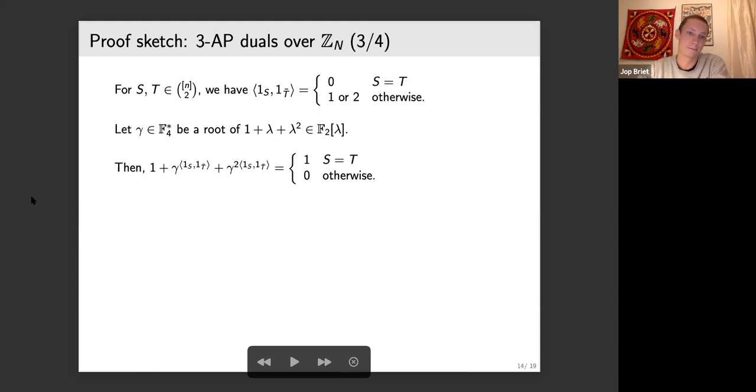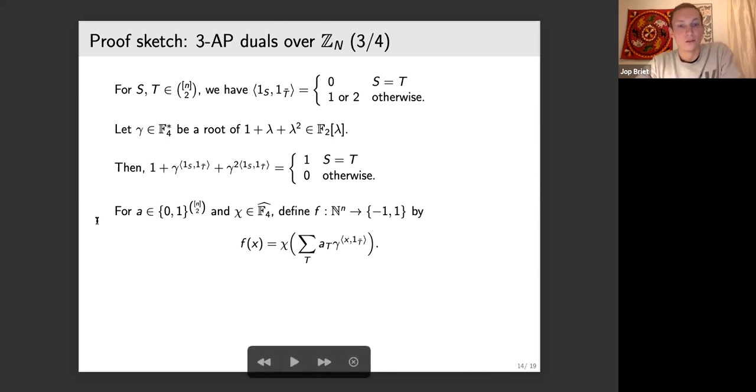Okay, so based on this, we can now start moving towards defining functions that will in the end give us 3 AP dual functions that contain high-dimensional hypercubes. So the goal is to construct high-dimensional hypercubes, and associated to each point of this hypercube will be a Boolean vector, A, indexed by the two-element subsets of n. So those are the S and the T's here.